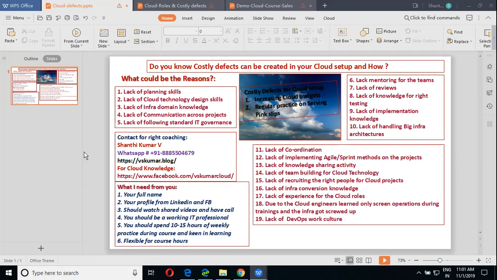First of all, to implement this kind of architecture we need to do these kind of things, and it will be a successful implementation. Or do you have right mentors in the organization, where what kind of knowledge they have, what kind of background they have? So all that kind of evaluation is required, and that need to be consolidated, and team need to be mentored for right implementation. So tenth one, if you see, lack of handling big infra architectures.